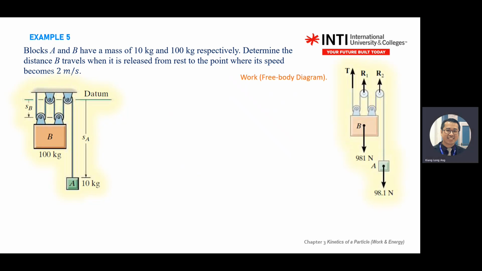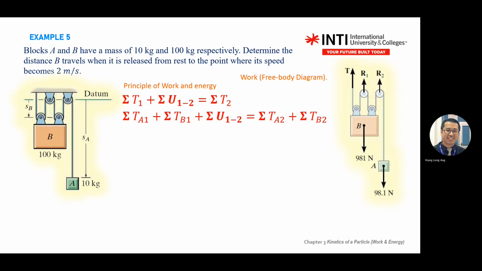Draw the free body diagram, what you see on the screen there. Then you apply the principle of work and energy. In this case, what is different? You have two bodies. Two bodies means you have two sets of kinetic energy, two sets of work, and two sets of kinetic energy after. You combine them in one equation. Remember, you have two different bodies, and each body gives you kinetic energy.